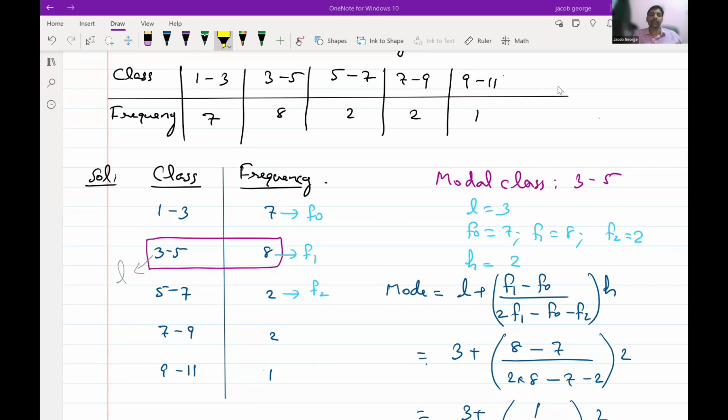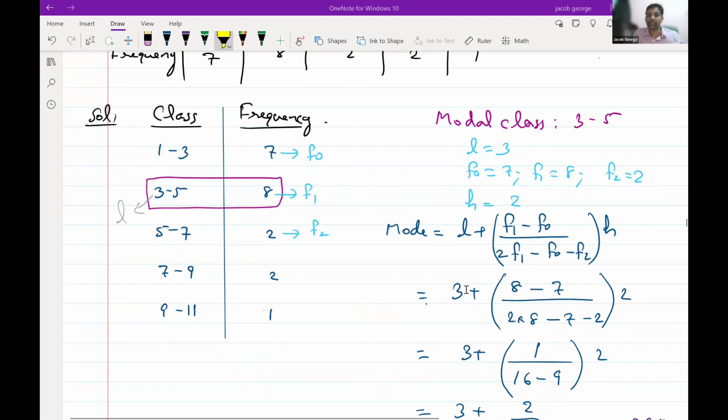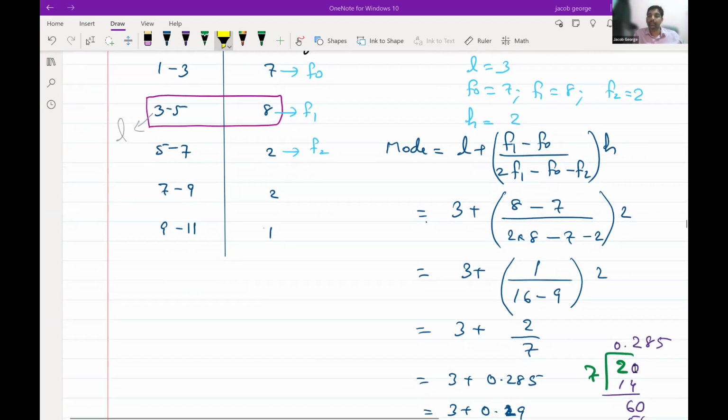Then H is the class size. Here the class size is 3 minus 1, that is 2. Then we will write the formula and substitute. Very easy. Mode is one of the easiest among the measures of central tendency. L plus, don't forget the formula: L plus (F1 minus F0) by (2F1 minus F0 minus F2) into H. This is the formula for finding mode. Everyone by heart, please. Then we get the answer.